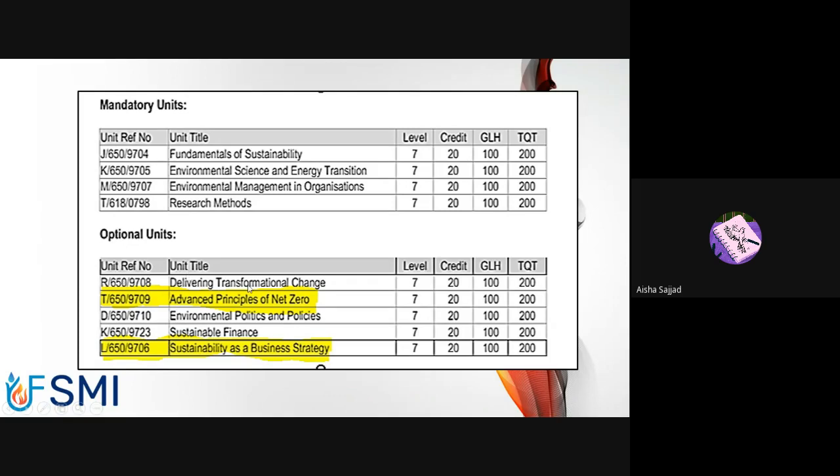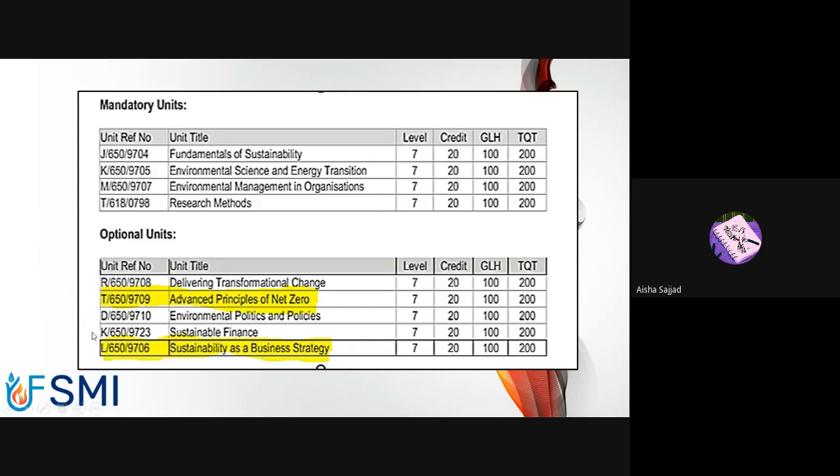Okay, you can use delivering transformational change or any one of those. Completely up to you. But we will go through all the units, right? Yes, you can attend the sessions definitely for learning purposes. For now, we will be going through only 2 of these, okay? Only 2 of the optional units.